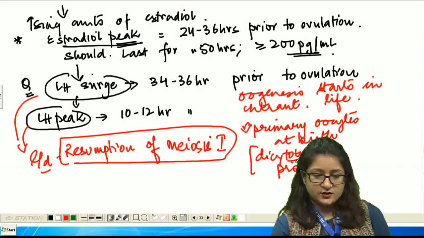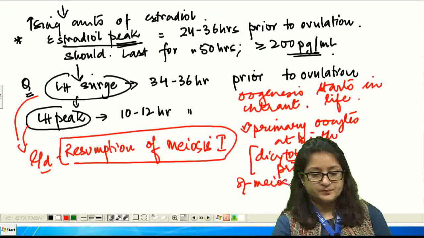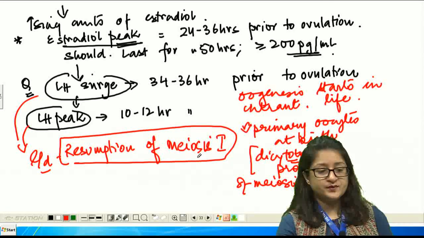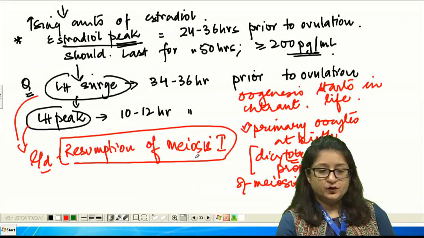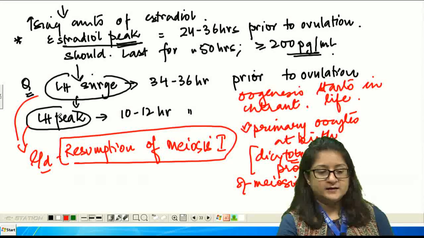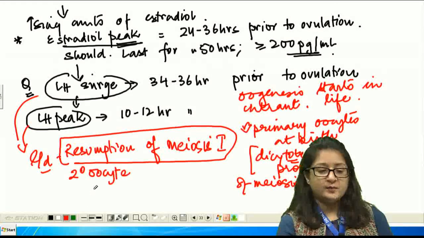So this dictyotene phase of meiosis 1. Now this resumption of meiosis 1 happens just prior to ovulation, because of the LH surge. With resumption of meiosis 1, the secondary oocyte is formed, and the first polar body is released.